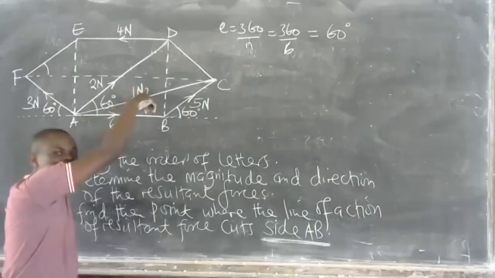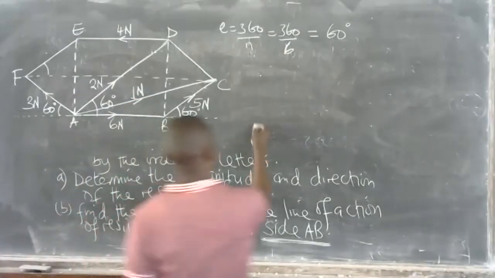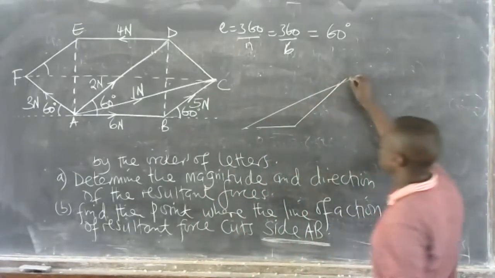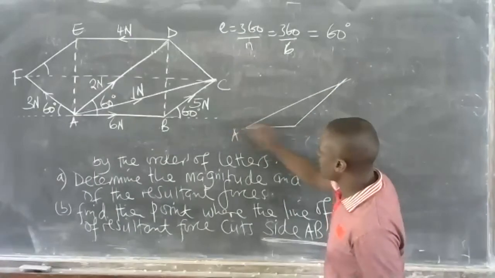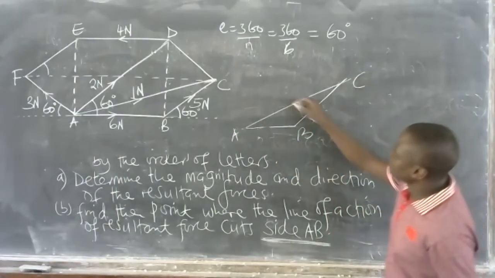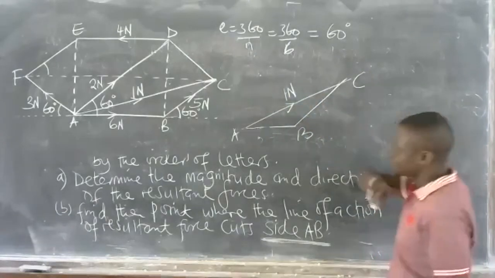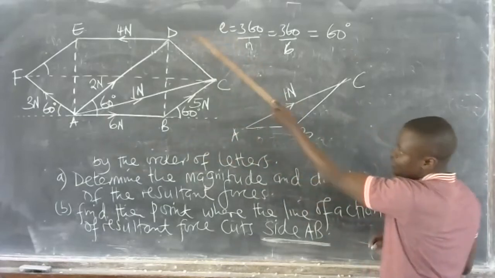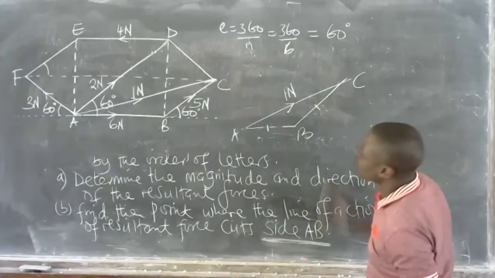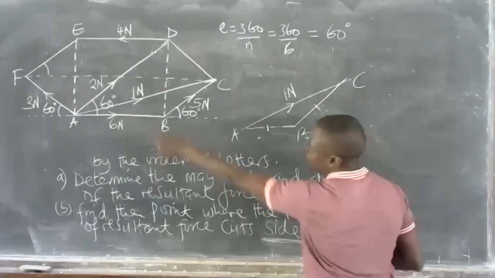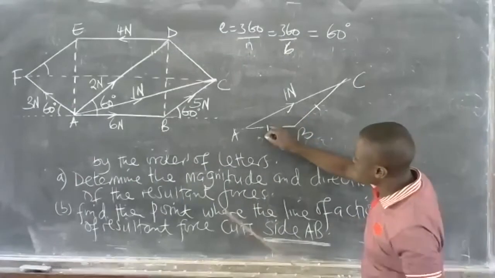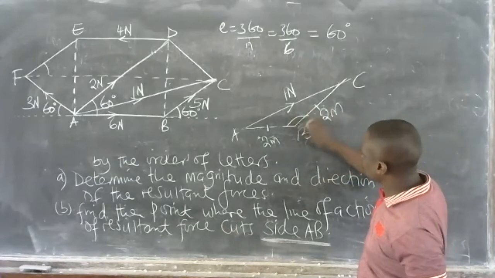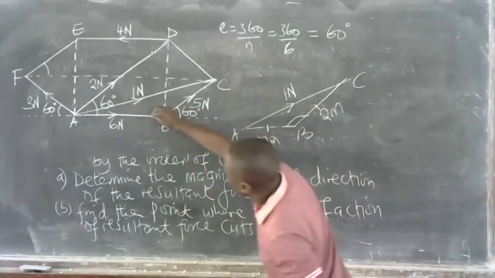Then we have the 1 newton force. The 1 newton force is formed by this type of triangle. It is A, B, and C. It is acting along this diagonal AC. But remember, this is a regular hexagon, meaning that all sides are equal. So if this side is 2 meters and this is 2 meters, that means the angle at B is interior, 120.